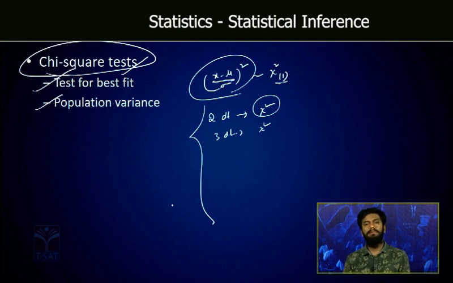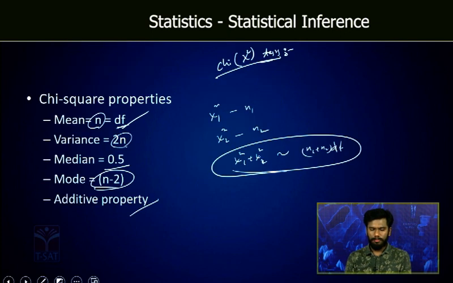With 2 degrees of freedom there will be some other function, with 3 degrees of freedom some other function. That is how chi-square is. That is a very, very important property you have to remember for the chi-square distribution. These are chi-square tests; we are testing based on that distribution. That is the chi-square distribution property.